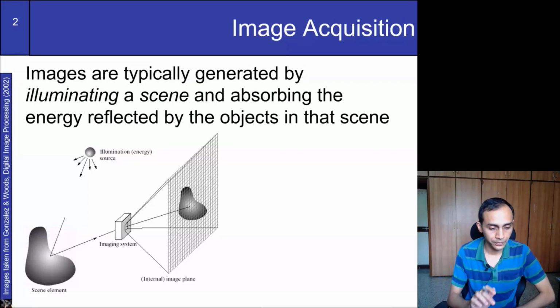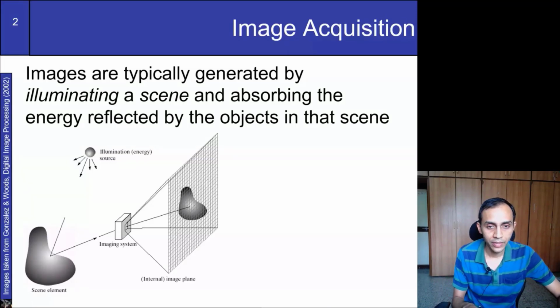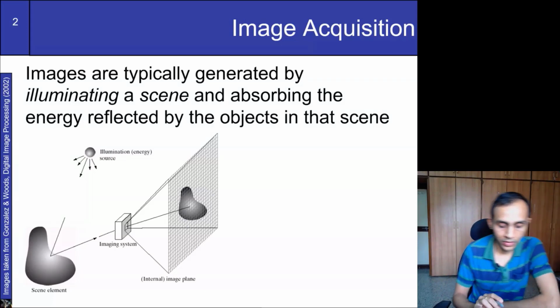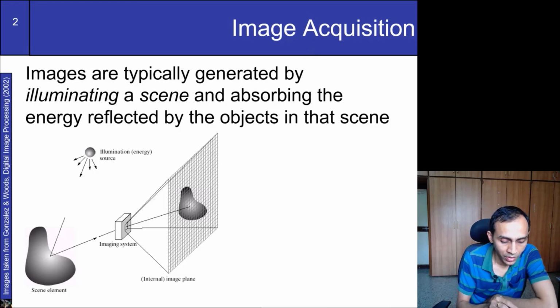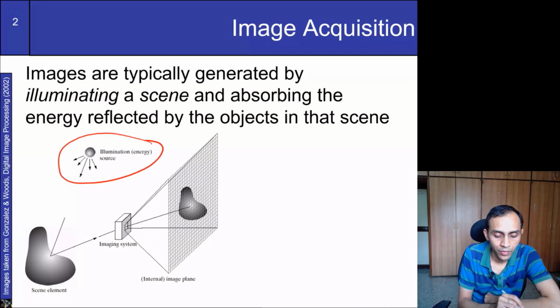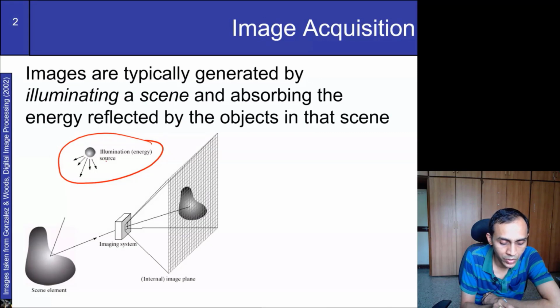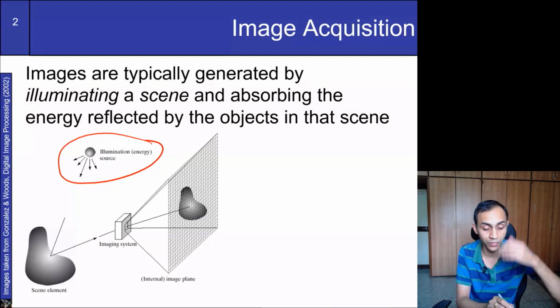Okay, so as you can see here, the basic process of image acquisition is like this. There has to be some energy source, which illuminates the object or the scene that you're trying to capture. So the energy source has to illuminate the scene element with a light source. It's not just sunlight or visible light. It can be other electromagnetic energy sources that we'll talk about.